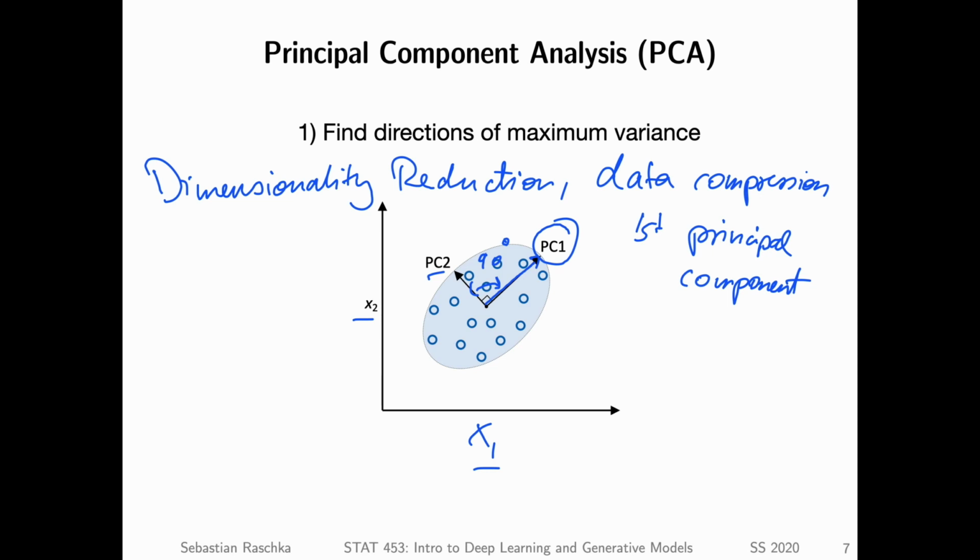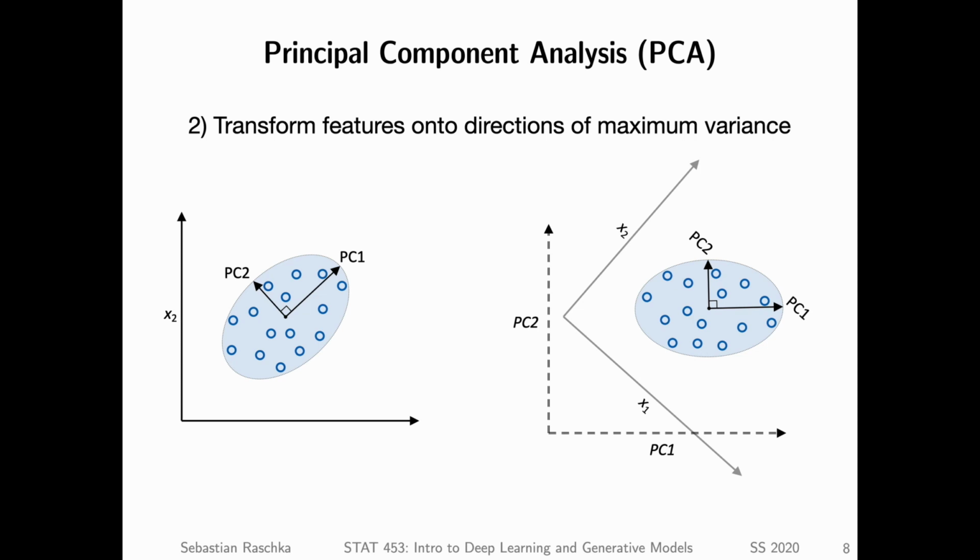And then after we identify the directions of maximum variance, we transform the features x1 and x2 onto these directions. So we project the data points, these circles, onto the principal components. In this case, it's a linear transformation, here a rotation. So this would be PC2 and PC1, where PC1 is the direction of the maximum variance and PC2 is the direction of the maximum variance, given the constraint that it is orthogonal to PC1. And that is, in a nutshell, what principal component analysis is doing. It's a linear transformation technique.